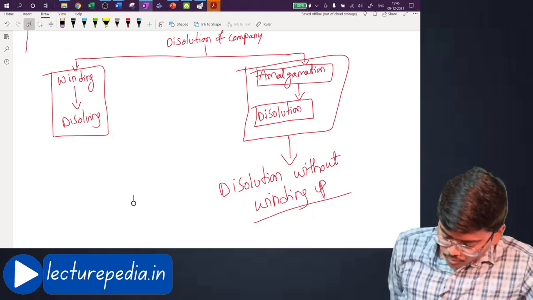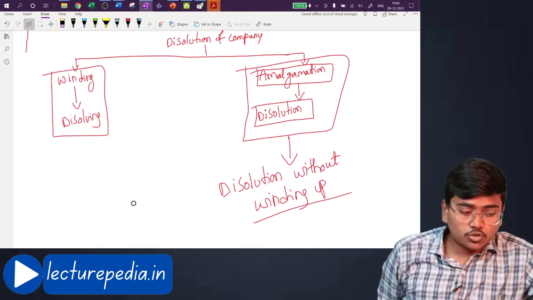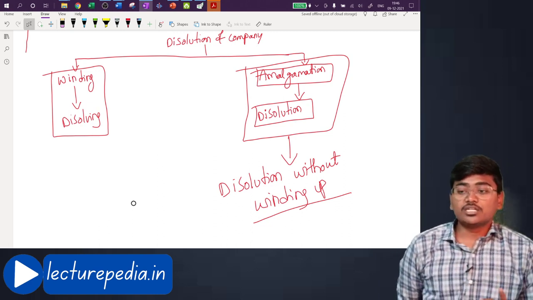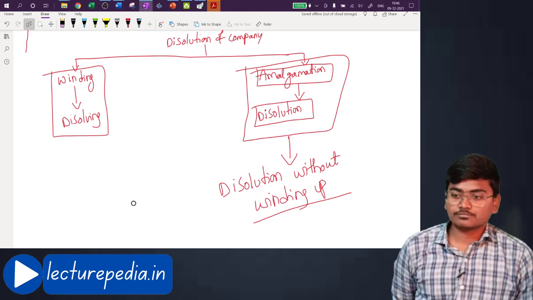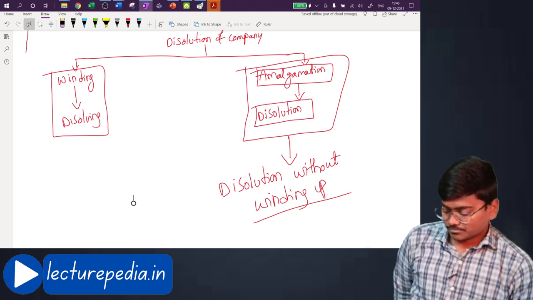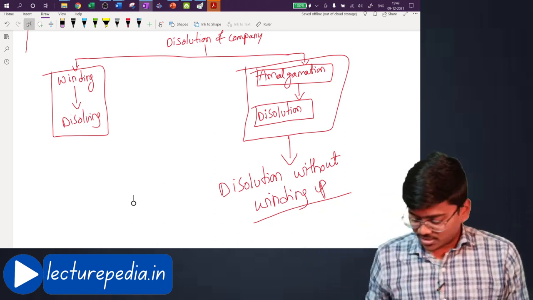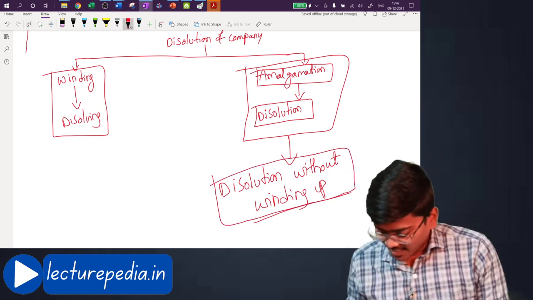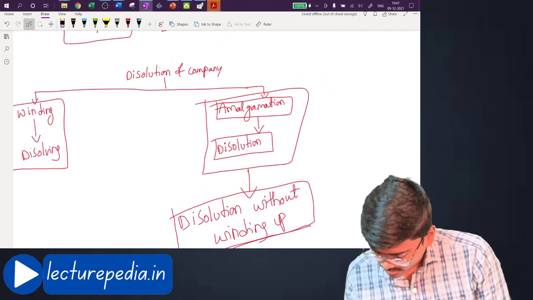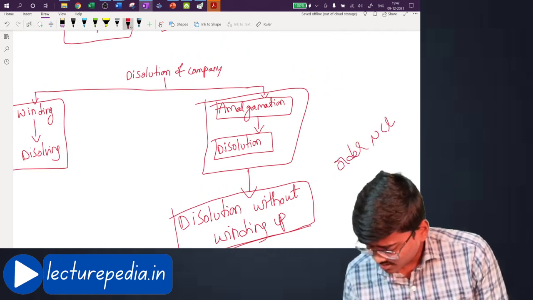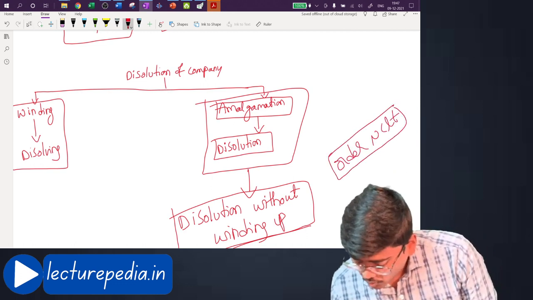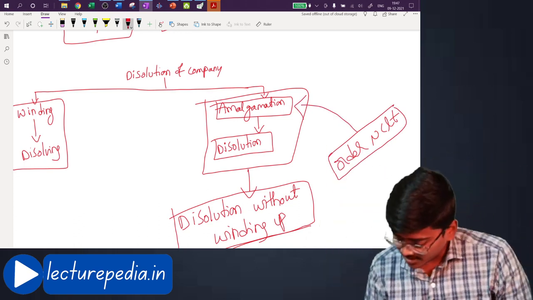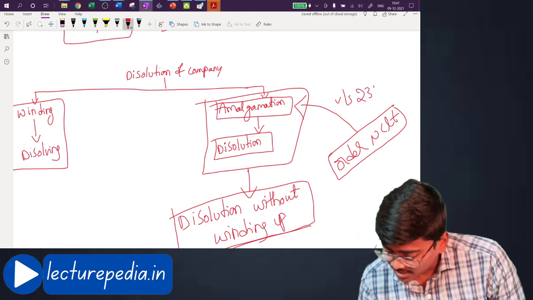Since if you dissolve the company through this amalgamation procedure, no winding up will be involved. That is the reason it will be known as dissolution without winding up. If you want to dissolve the company without winding up, then you should compulsorily have an order of NCLT. Why order of NCLT? Because you are going to amalgamate. For amalgamation, you have to get the order of NCLT under section 232.